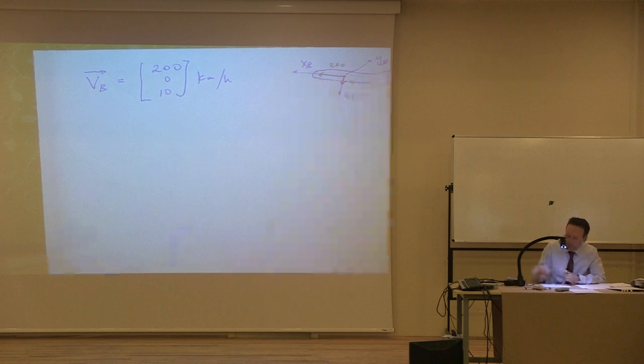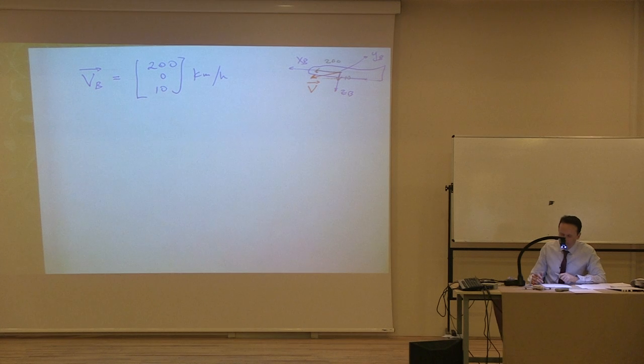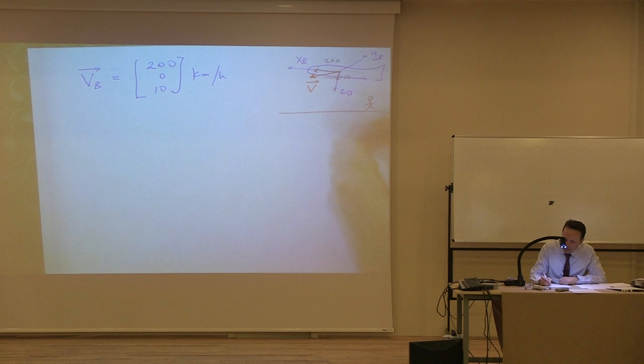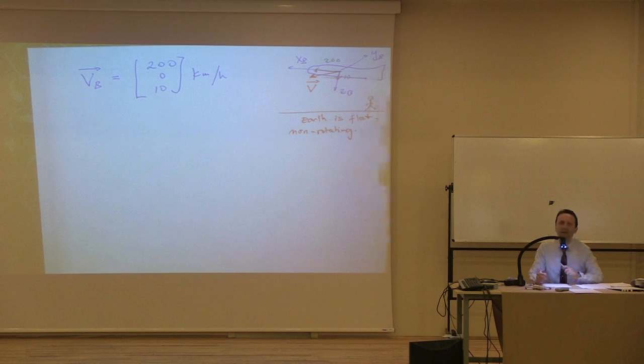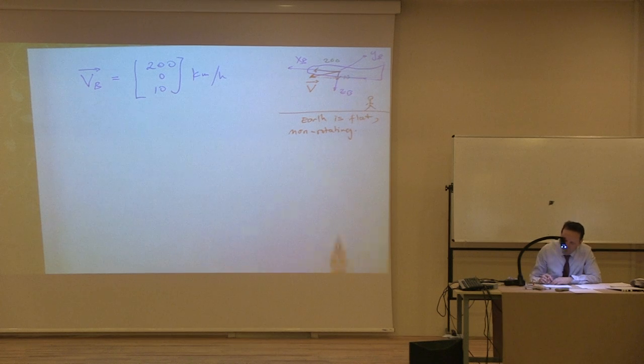So the actual velocity of that airplane is this plus this, so it is actually this. This is the velocity vector of this airplane with respect to the inertial frame, in this case. So this is the actual velocity of the airplane with respect to someone looking from Earth, and let's say Earth is flat, non-rotating, and therefore this can be viewed as the inertial frame. Okay, so this is your velocity of the aircraft.